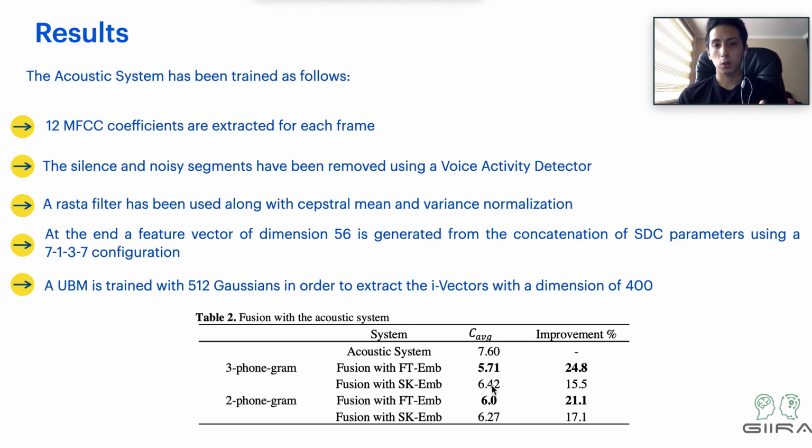In this case, we have obtained a better performance with the system that uses FastText and phonograms formed by the concatenation of 3 phonemes, where we get an improvement of 24.8 compared with the acoustic system alone. And with the phonogram formed by the concatenation of 2 phonemes, we have only obtained an improvement of 21.1 compared with the acoustic system, so we get a better performance with a phonogram of 3 phones.